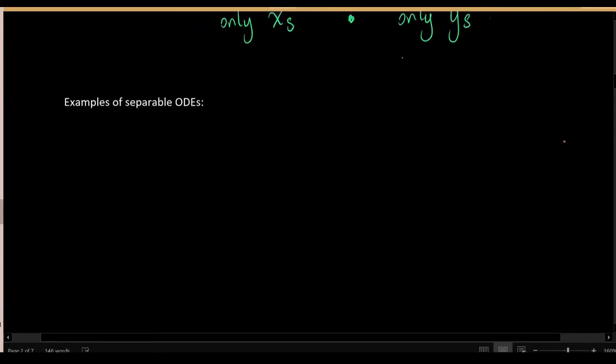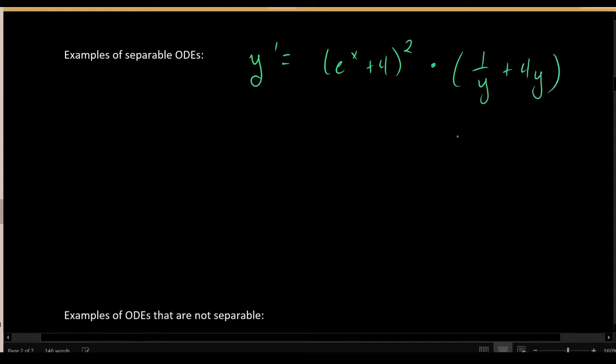For some examples of separable ODEs, we might have something like the following. We could have something like y prime is equal to (e to the x plus 4) quantity squared multiplied by 1 over y plus 4 times y. This would be equal to an expression containing only x's multiplied by an expression containing only y's.